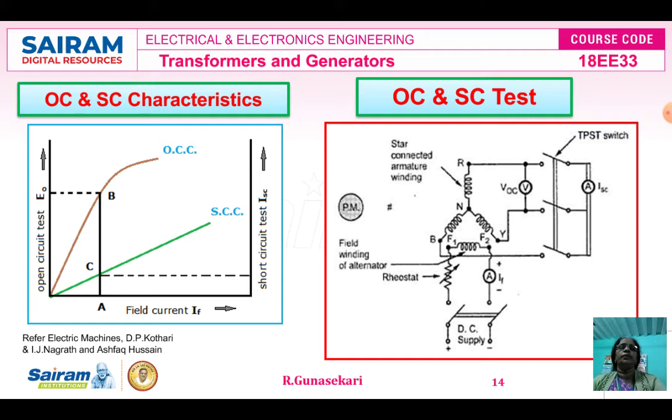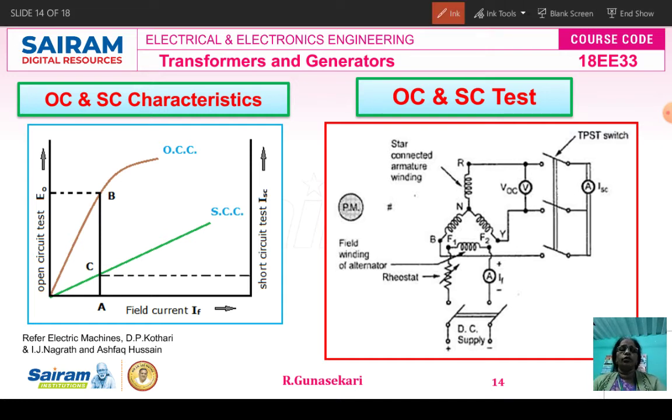In the previous lecture video we studied the procedure of how to conduct the open circuit and short circuit tests, and how to give the connections. I just give the idea. Now you see the circuit diagram. With the help of the prime mover, we can give mechanical input to the synchronous generator and start it. Both are run at the rated speed.